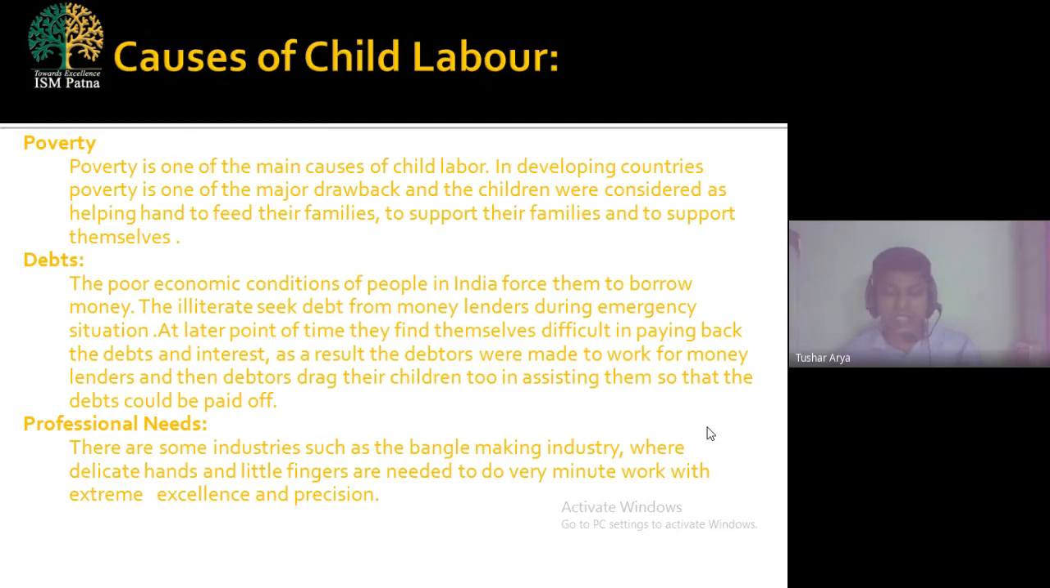And the people who are taking money, they take it for their farming, for their occupation, for their business, for marriage purposes, or to celebrate any occasion which they have to celebrate out of social restrictions, social norms. So they take huge debt, and whenever they fail, they find it difficult to pay back the debt as well as the interest. As a result, the debtors were made to work for the moneylenders, and the debtors drag their children too into assisting them so that debts could be paid off. It's a part of paying back to them.